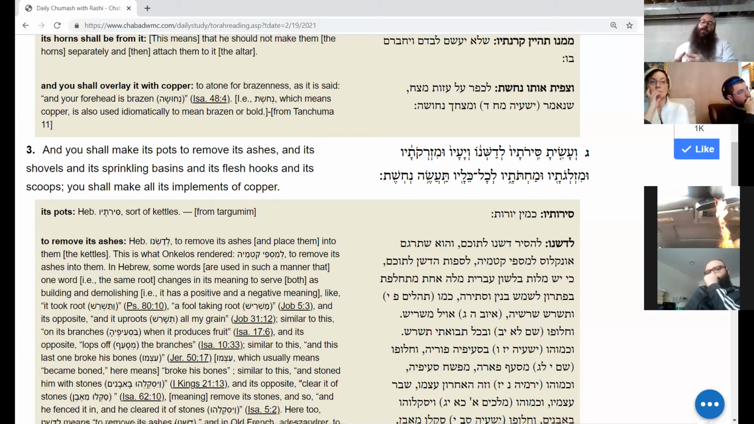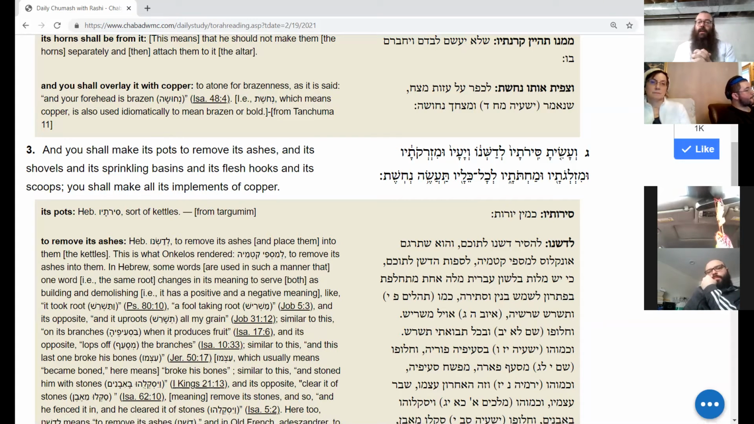How would you get those coals from the outer mizbeach into the inner mizbeach? They use something called machtoisav, a special scooper. So we had the shovel that you would use to clean up all the coals after the night. You would have a special shovel that would put it into a special pot, and then you would have a special utensil to collect the blood that we'd sprinkle on the altar. You also had these forks to flip the meat. You also had the special scooper in order to collect the ashes from the outside altar to the inside altar. Those are the utensils that go along with the mizbeach.